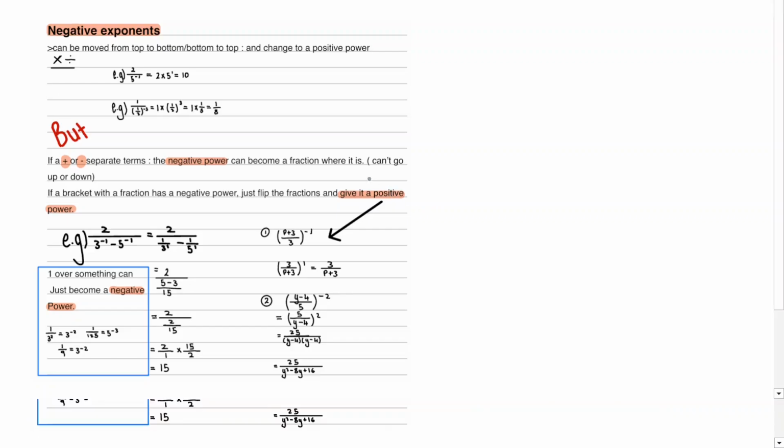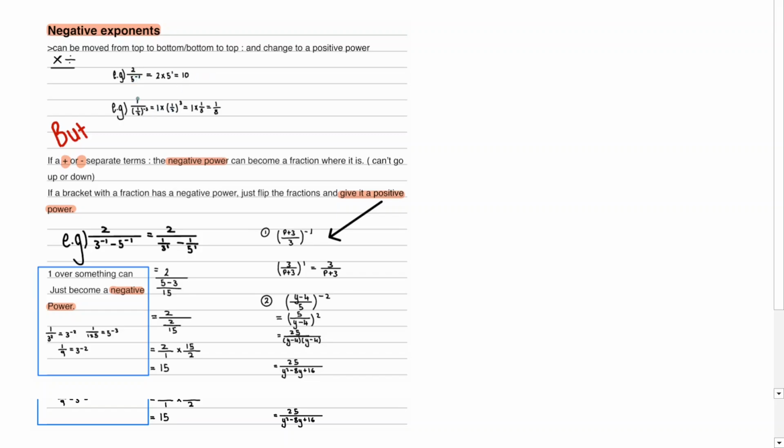In this video, I'm going to focus exclusively on what to do with negative exponents, even though we've introduced the concept in previous videos. Negative exponents work like this: you can move them from the top to the bottom or the bottom to the top as long as you change the sign to positive. So if I've got 2 over 5 to the negative 1, I can move that negative 1 power to the top and it just becomes 2 times 5 to the 1, which is 10.